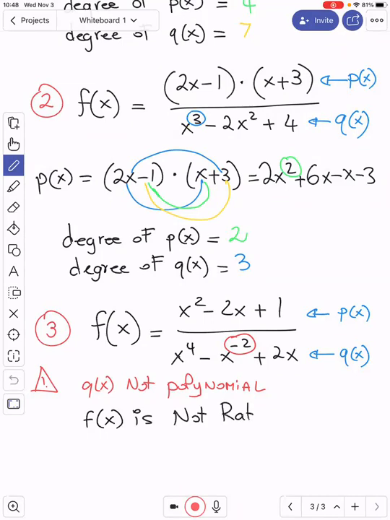So what does that mean? Are we dead in the water? No, I mean, you are done. It's not rational because the goal of this section is to graph rational functions. So if it's not rational, then yeah, you're done. All right.